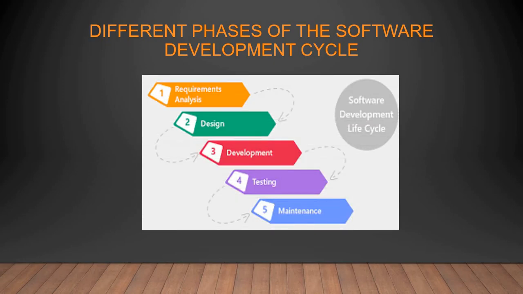So with the help of this diagram, you can see different phases of software development life cycle. First one is requirement analysis, second one is design, third one is development, fourth one is testing, fifth one is maintenance. So let's begin with requirements analysis.